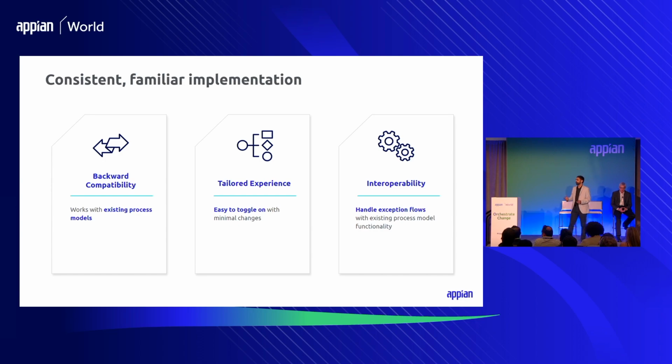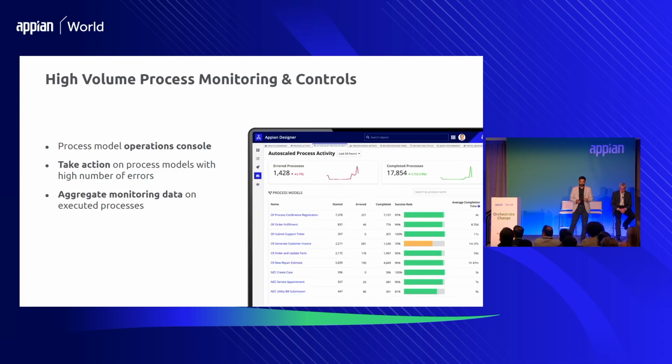Now, we know that developer experience is not just limited to application development. It also involves monitoring. So I'm excited to tell you that autoscaling also comes with new features in process orchestration monitoring. So for processes that use autoscaling to start with, we plan to provide a seamless observability experience where you can monitor and troubleshoot processes at scale. This will include monitoring and error handling processes at high volume.